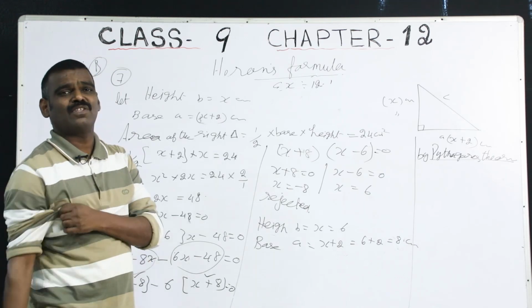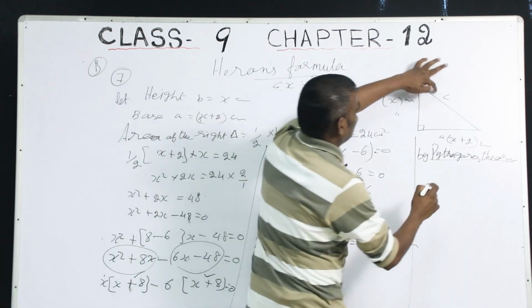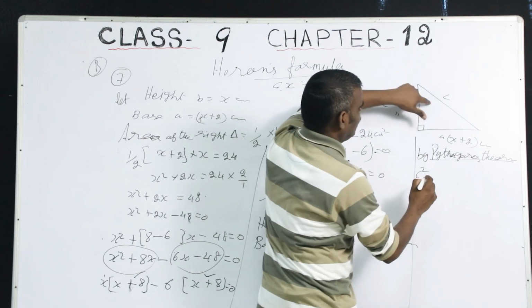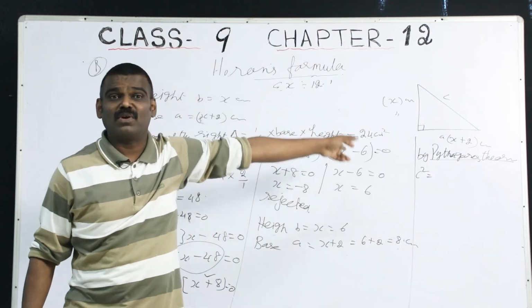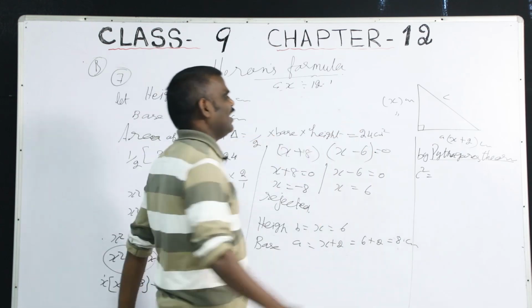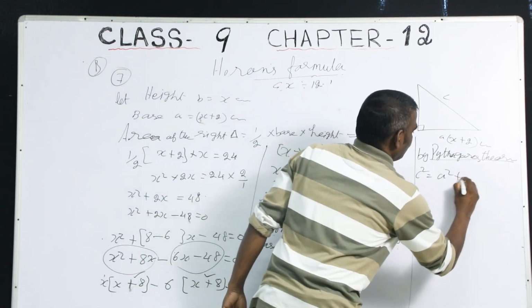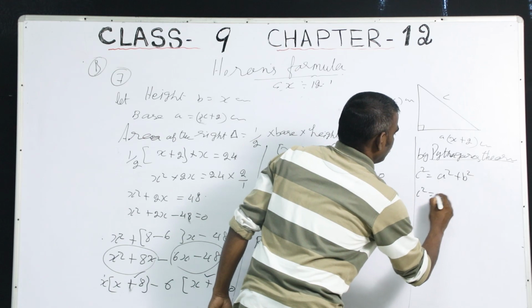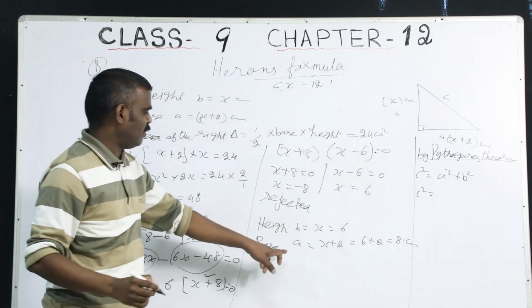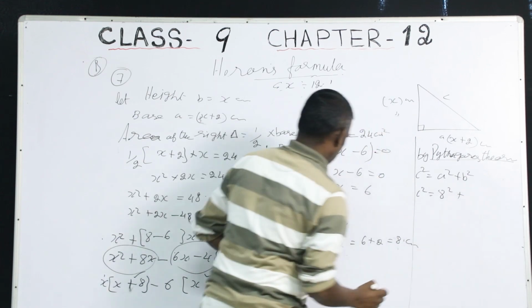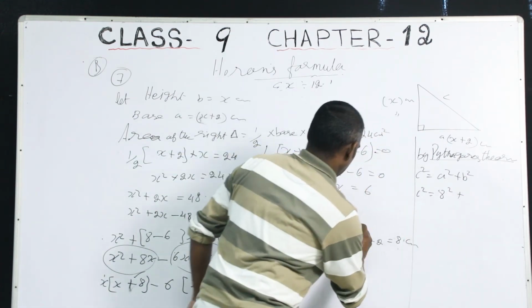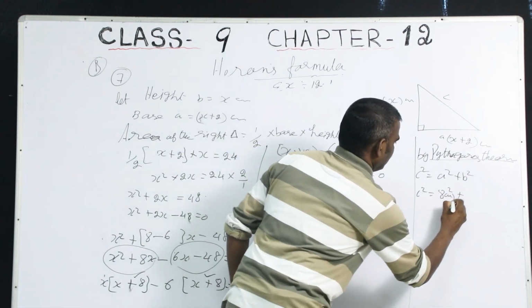What does the Pythagoras theorem tell? Square of the longest side. Longest side is C. C square equals the sum of the squares of the other two sides. Good boy. That is A square plus B square. C square equals, what is A? 8. 8 square plus B, how much? 6. If you want, you can put centimeter.